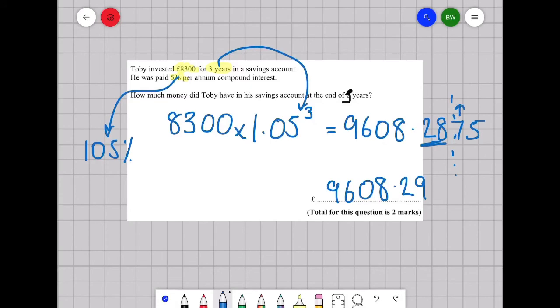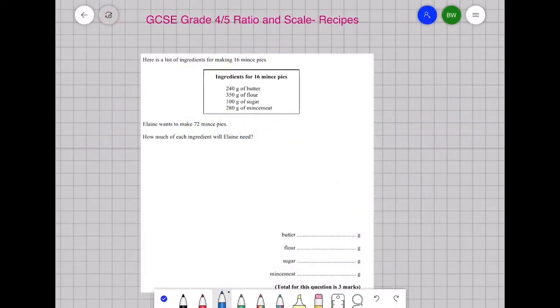So in this video, we're going to be looking at a grade 4/5 question on ratio and scale and recipes. So here is a list of ingredients for making 16 mince pies. The ingredients are given here, and Elaine wants to make 72 mince pies. Well, the first thing I'm going to do is see if 16 is a factor of 72. So on my calculator, I'm going to do 72 divided by 16. Not an exact factor, but it's 4.5 times bigger.